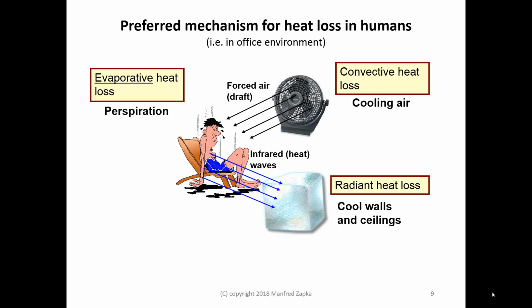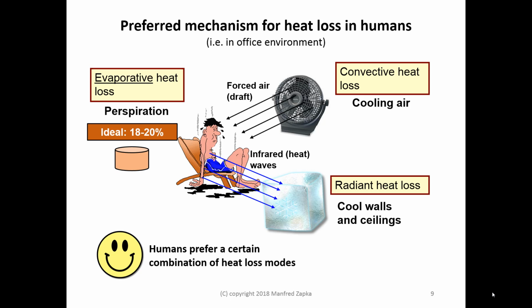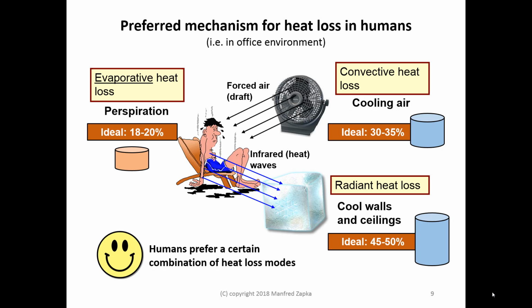So there is a certain combination which is preferred by humans. And this is the following. Perspiration should be between 18 and 20% of the heat loss. The convective heat loss should be between 30 and 35%, and the radiant heat loss should be about 45 to 50%. This is maybe surprising to some people, because radiant heat loss is also the most effective, and the most desired.